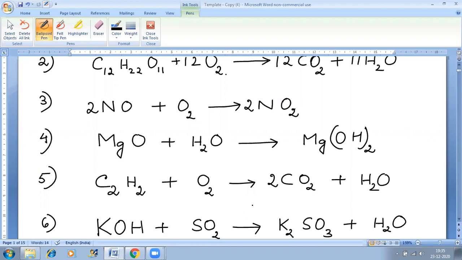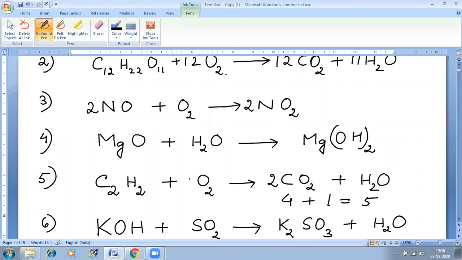Let's look at hydrogen atoms. I have 2 hydrogen atoms here on the left hand side, and I have 2 hydrogen atoms here as well. That means hydrogen is already balanced. Let's look at oxygen. I have 2 oxygen atoms on the left hand side. On the right hand side, I have 2 into 2, 4 plus 1 from here, and the total number is 5 oxygen atoms on the right hand side of the reaction. So oxygen needs to be balanced because I have 5 oxygen atoms on the right hand side and only 2 oxygen atoms on the left hand side.